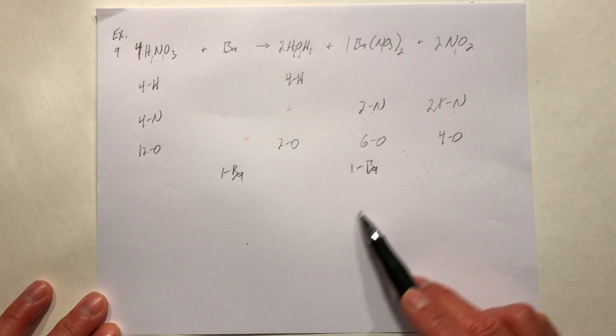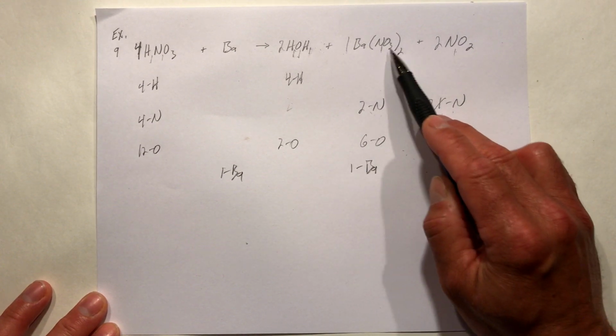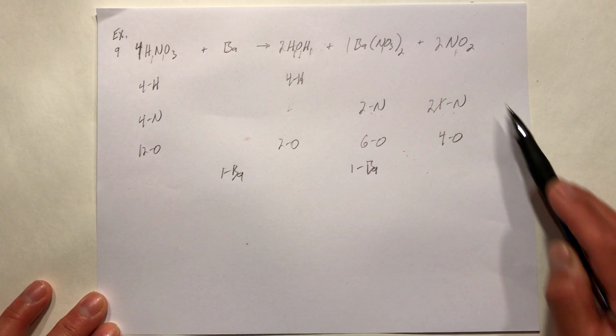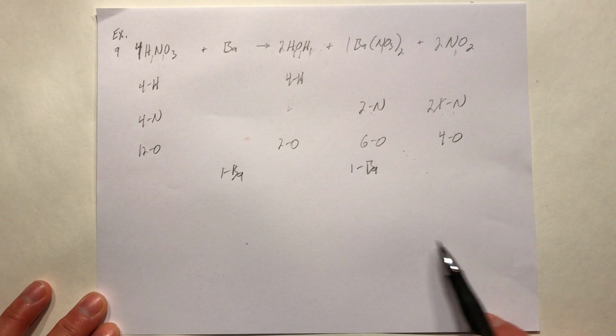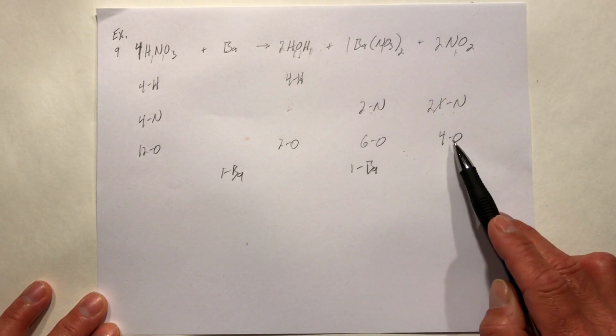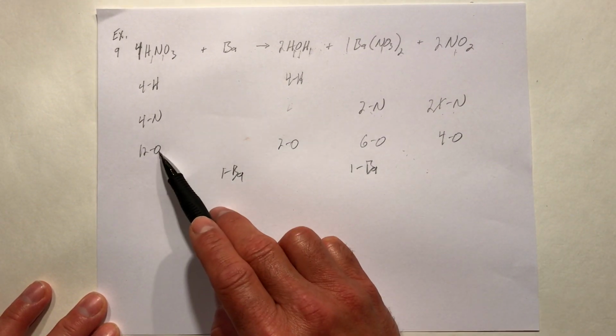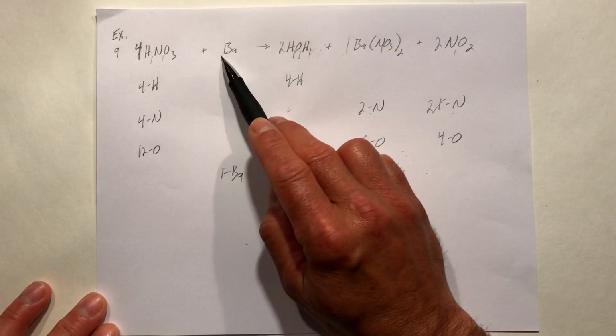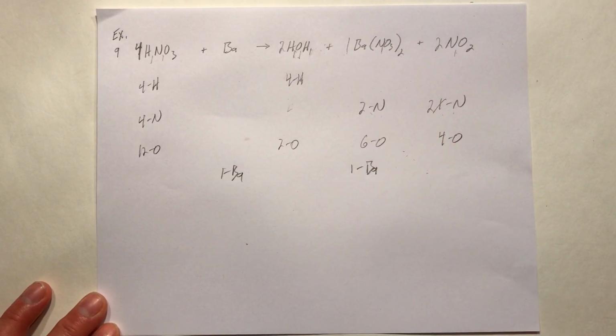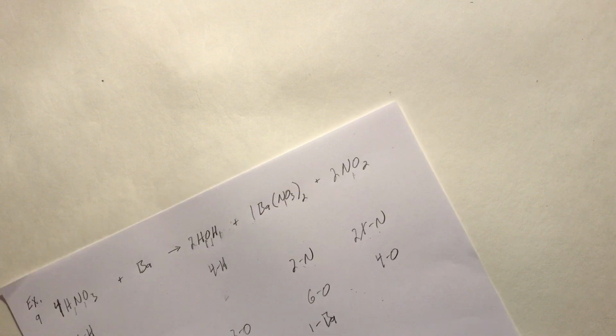2 times 1 is 2 O's. 1 times 2 is 2. 2 times 3 is 6 O's. 2 times 2 is 4 O's. 2 plus 6 plus 4 is 12 O's. 12 O's and 12 O's. And then 1 BA, 1 BA. That's about as tricky as you could expect something to be.